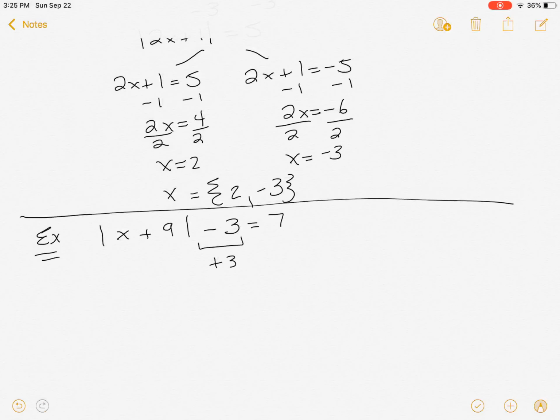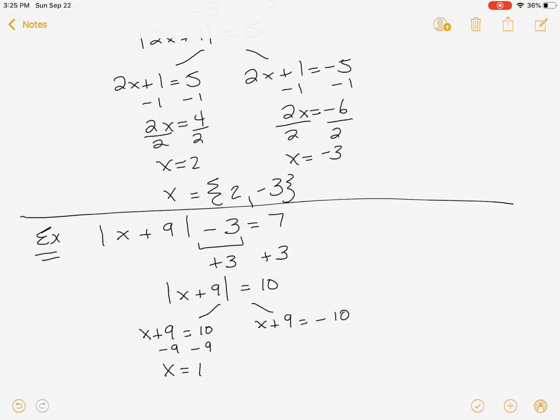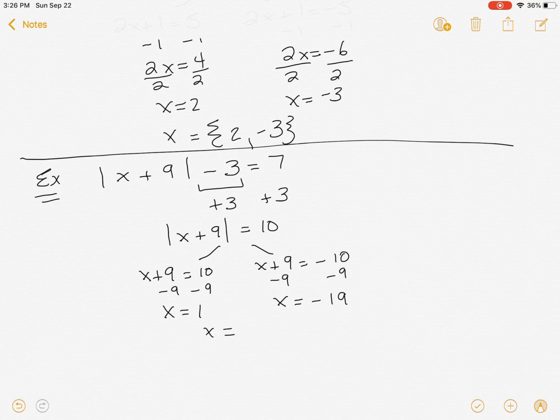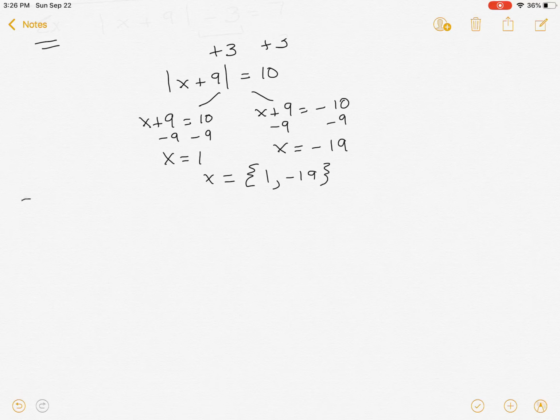So I'm going to set up two equations from here. x plus 9 equals 10. x plus 9 equals negative 10. So now I can subtract 9 from both sides and get x equals 1. Subtract 9 from both sides, so I get x equals negative 19. So my solution set is x equals 1 and negative 19. That's one way to differentiate that problem from the original set of problems.